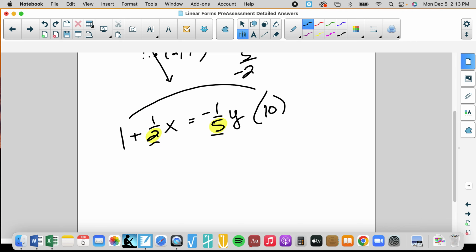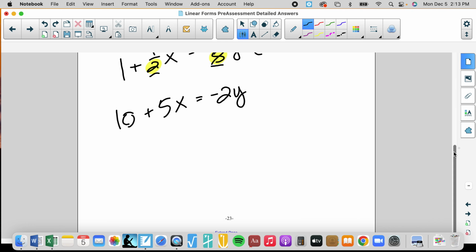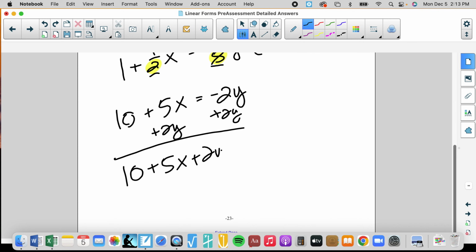So if I multiply everything by 10, we get 10 plus 5x, 10 times 1/2 is 5, equals negative 2y. Now we're kind of close to standard form. In standard form, we want our x and y on one side and our constant on the other. So if I add 2y, I get 10 plus 5x plus 2y equals 0. And then let's subtract that 10.